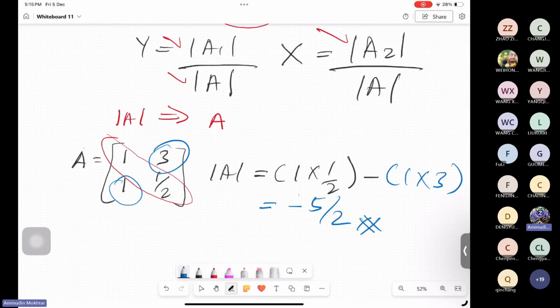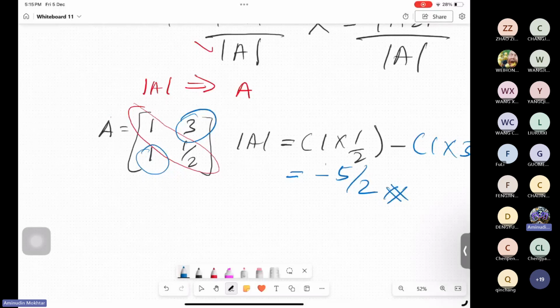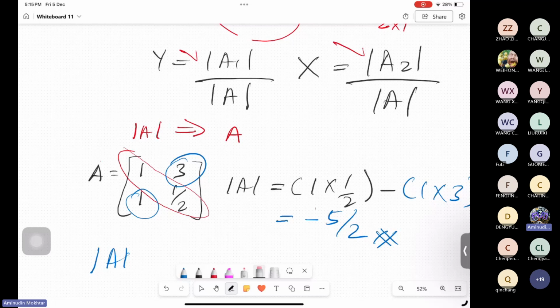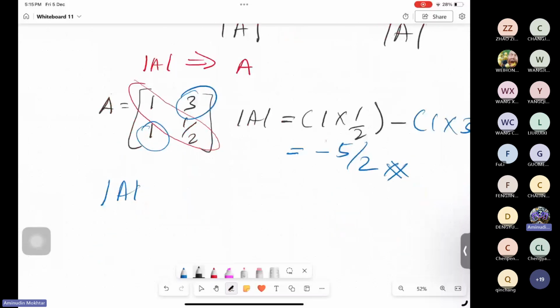Okay, now what is the determinant of A1? We now know the determinant of A equals -5/2. So what are the determinants of A1 and A2? Now we are going to apply the same concept as when we found the determinant of A. Let's say the determinant of A1. How do we find the determinant of A1?